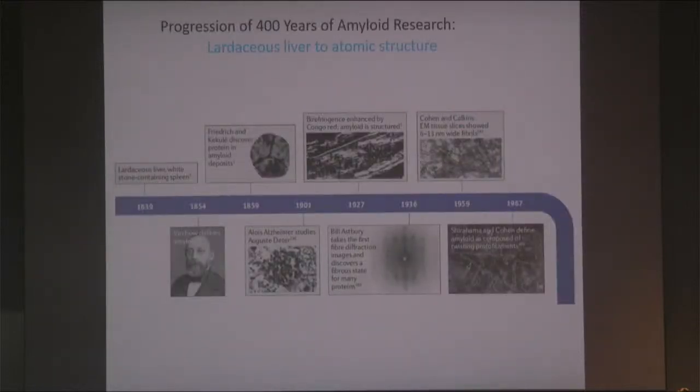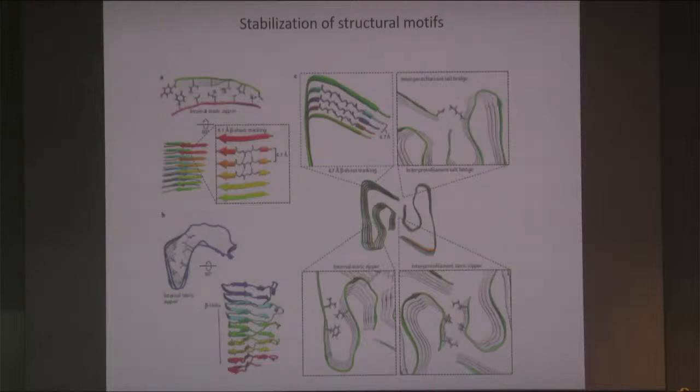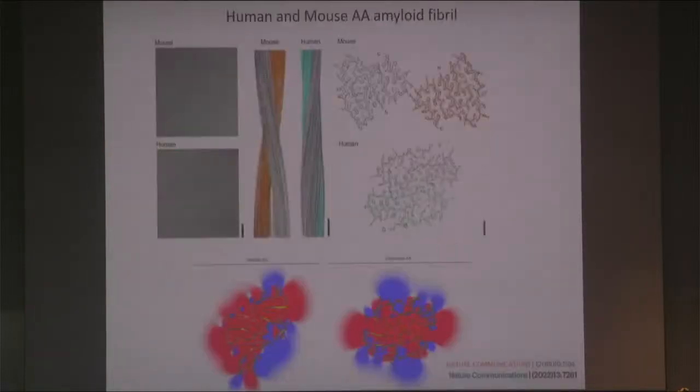So the amyloid field, I will summarize it, is a 400 years old field, when clinicians used to talk about lardaceous liver or sago spleen, but it has gone now to these beautiful structures where we have state-of-the-art technologies. Even in India, we can go ahead and try to solve these structures of Indian variants of amyloids and understand how we can target these amyloid fibrils by looking at the three-dimensional structure solved at the atomic level.